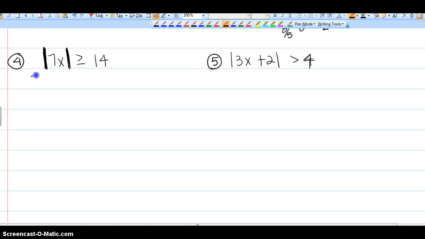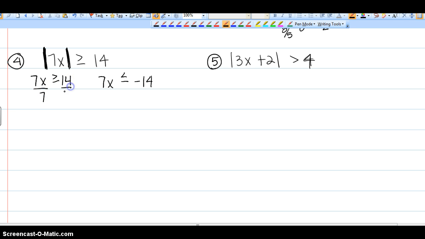So for number 4, we're going to have 7x is greater than or equal to 14. So we write down the original one. But to do the negative distance, we learned the other day that when we deal with negatives, we do switch the inequality symbol. So as soon as we make this a -14, the inequality symbol has to switch also. It's that rule about negatives. So when we have extra negatives in there, we have to switch the sign.